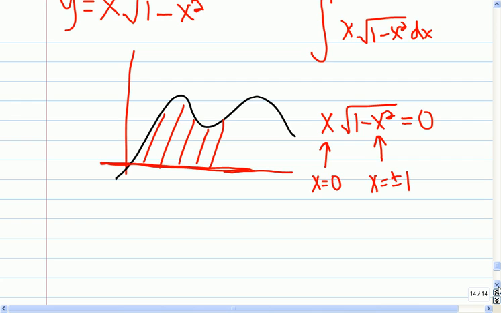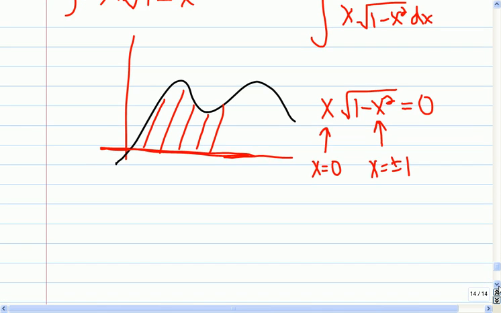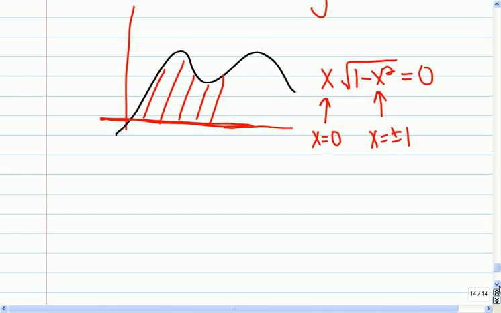Now, if I'm looking for the total area bounded between it, what I should do is, if I think about what this graph is going to look like, these numbers that come out of the square root are always positive. These numbers that come out of x are going to be positives and negatives, depending on what x is. So this is the only value that changes the graph.